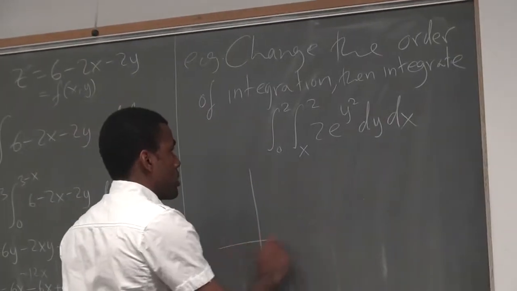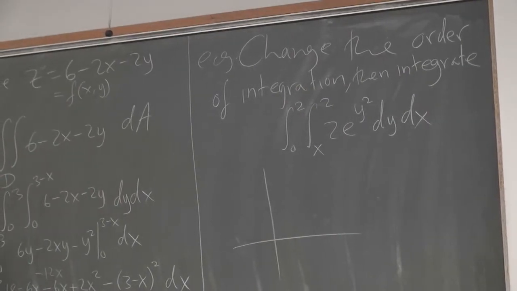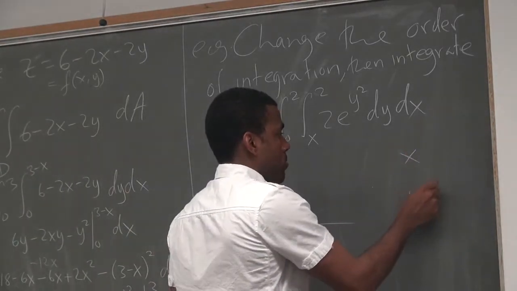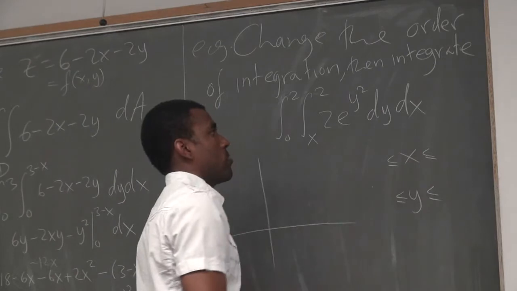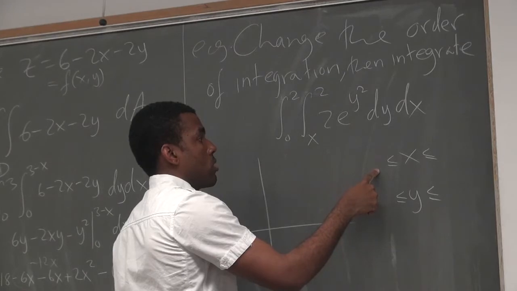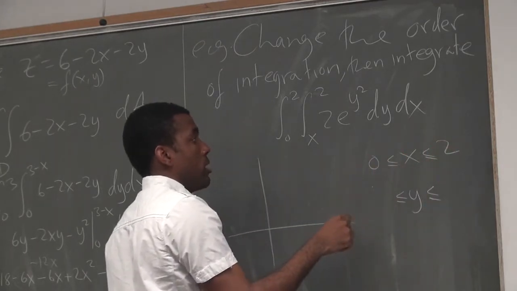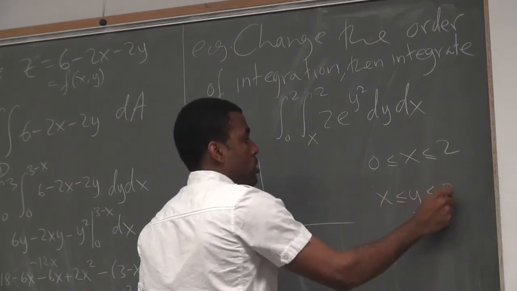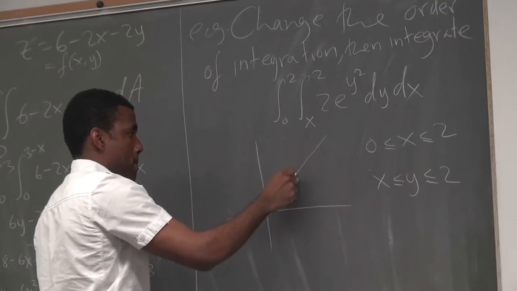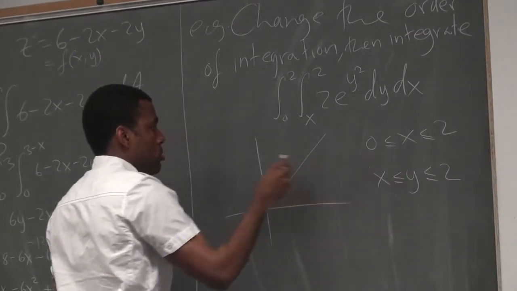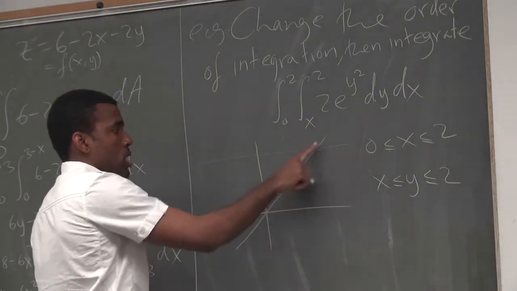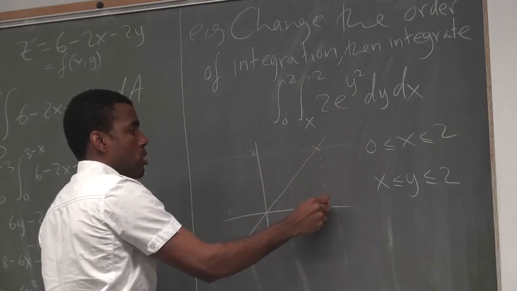And first thing I'd probably do is draw the region. What does this region look like? Described by inequalities, 0 is less than x is less than 2. I'm sorry, 0 is less than x is less than 2. And the y? x up to 2, right? So we're looking at the function y equals x, which is just that. The function y equals 2 is a horizontal line like that. Of course, since this is y equals x and that's 2, then this will also be 2.